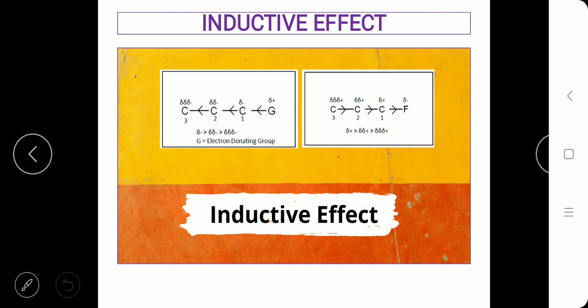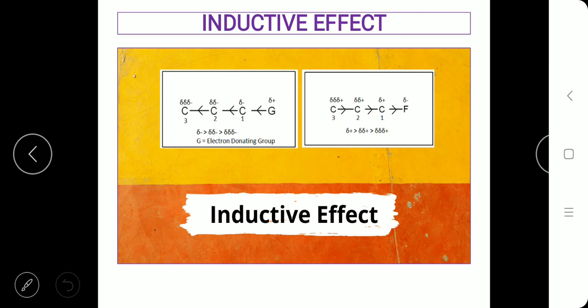One more interesting aspect of the inductive effect we should see here is the arrow mark. When you look at the arrow mark on the left side of the screen, we see that the arrow is moving from G towards the carbon. This also indicates that it is providing plus I effect. That is, G is an electron donating group and it passes its electrons towards C1, C2 and C3. So that's why it comes under the plus I effect.